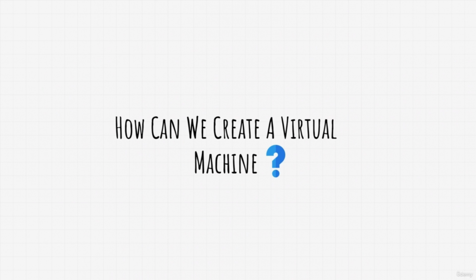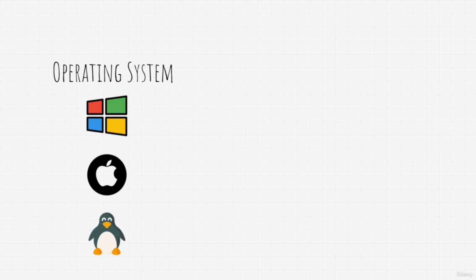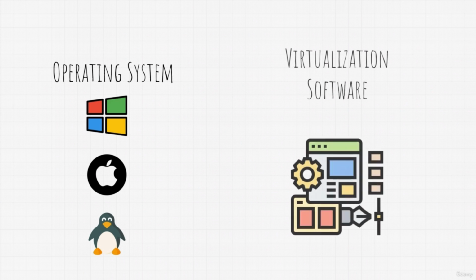Now that we know how virtual machines work and why we are going to use one, you must be wondering, how can we create a virtual machine? Actually, this is pretty easy. All we need are 2 things. We need an operating system that we want to install in that virtual machine, and we also need something called virtualization software. Now, what is this?